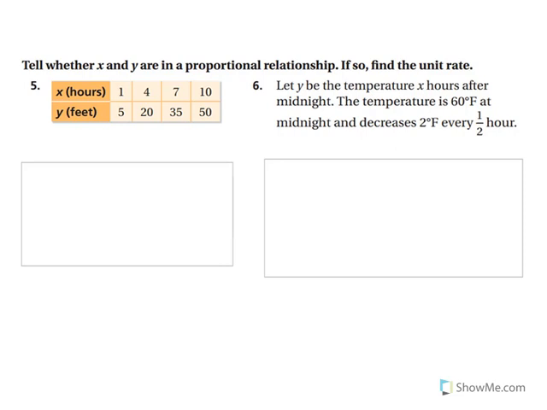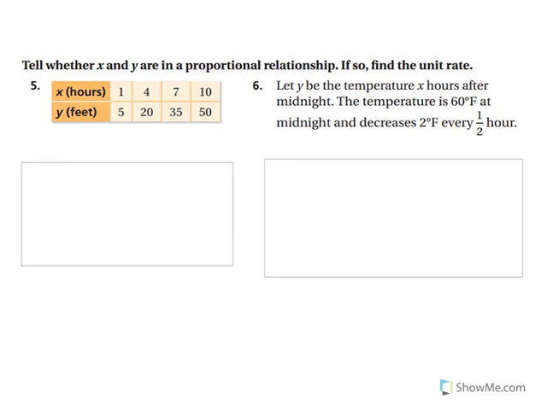You're going to tell whether x and y are in a proportional relationship. If so, find the unit rate. Remember what I told you in the very beginning of our video. You didn't have to graph the table to know if it's in a proportional relationship. Okay? So I want you to take a moment. Maybe you need to go back and look at your notes. But I want you to consider, is this a proportional relationship? How do I know for sure?